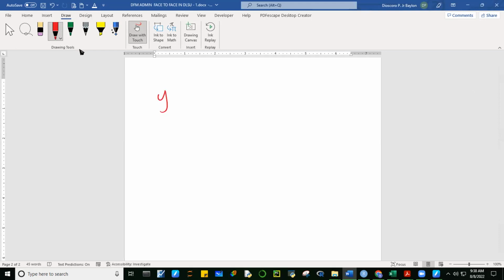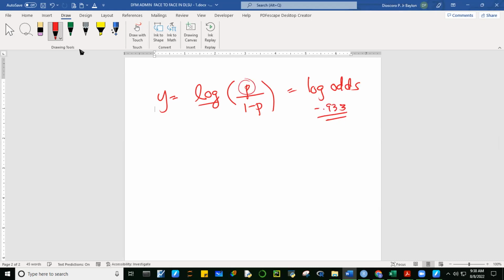Okay, so we have y, right? Y is equal to log, the natural logarithm, of P over 1 minus P. So this is our log odds ratio. This is what we solved earlier, the negative 0.933. And we said it's hard to interpret this. So our goal is to find P. We already know y. If we can solve for P, then we're okay.